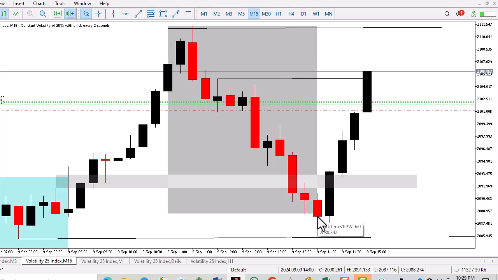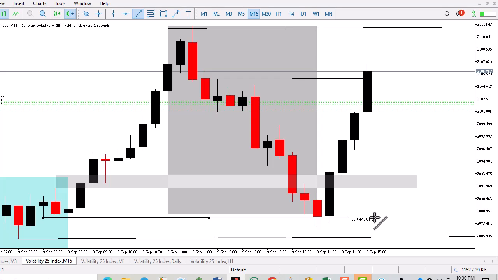So I have a change in structure here. Now look at this order block. Look at this relative equal low again. Equal low, equal low, equal low. This is it. Look at this, this low is relative to this. They took the low out. But did they close? Did any candle close below?